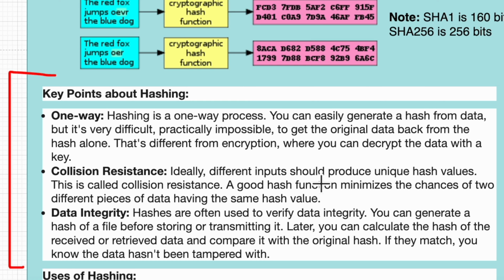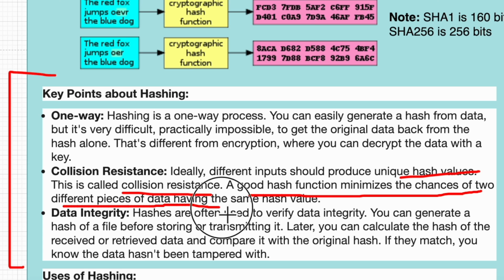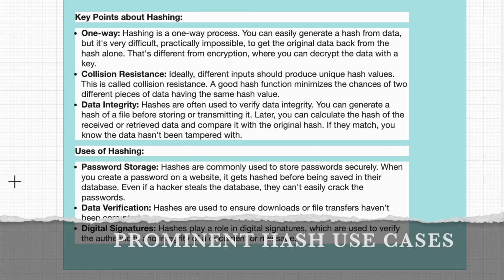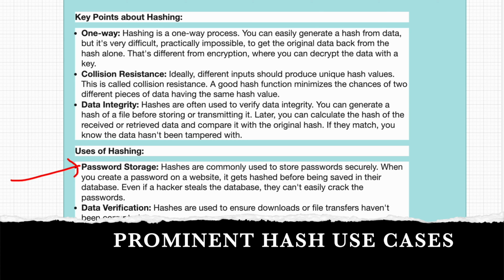Ideally, different inputs should produce unique hash values. This is called collision resistance. A good hash function minimizes the chance of two different pieces of data having the same hash value. So that's what hashing aims for. Data integrity: hashes are often used to verify data integrity, and how, we are going to see in a bit. These are the three prominent use cases of hashing.